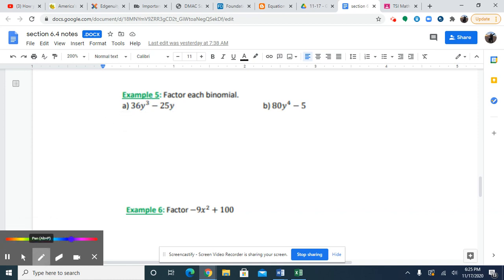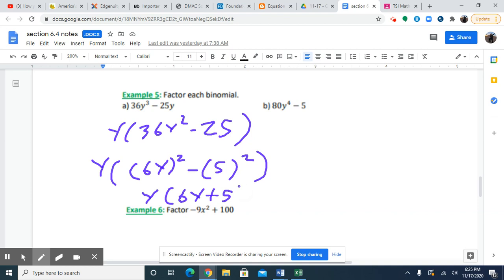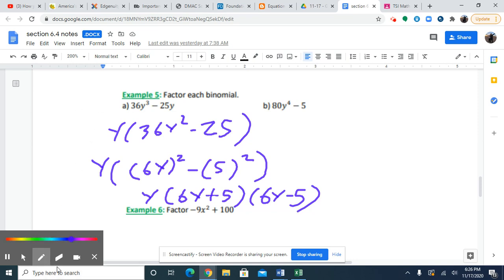So if we factor out a y, we're actually left with 36y squared minus 25. Now this becomes easier because now we can find our difference of squares. So we're going to rewrite this as 6y to the power of 2 minus 5 to the power of 2. And so now we have our difference of squares where we have y, and then we're going to put 6y plus 5 times 6y minus 5. So we had to take that extra step of factoring out something before we could have our difference of squares.